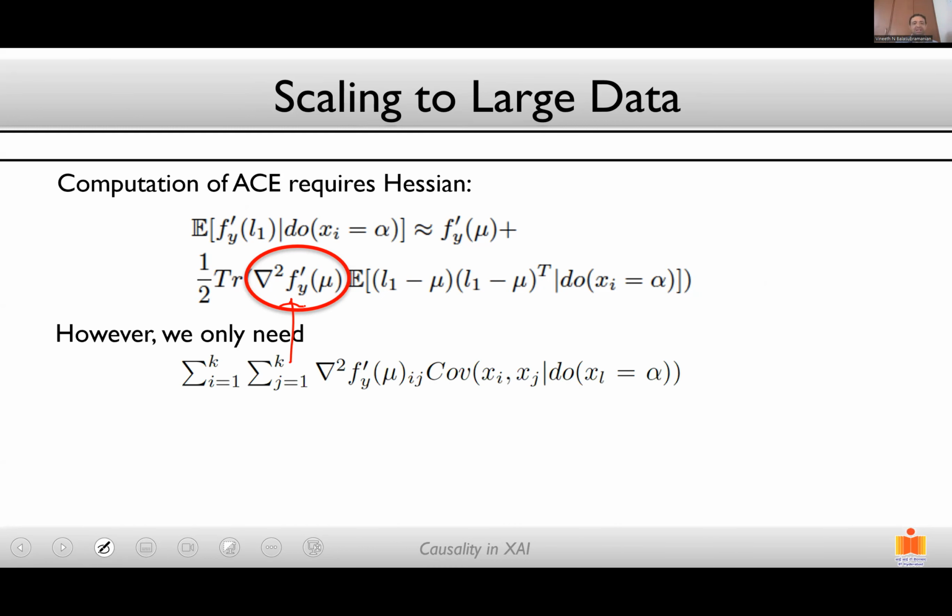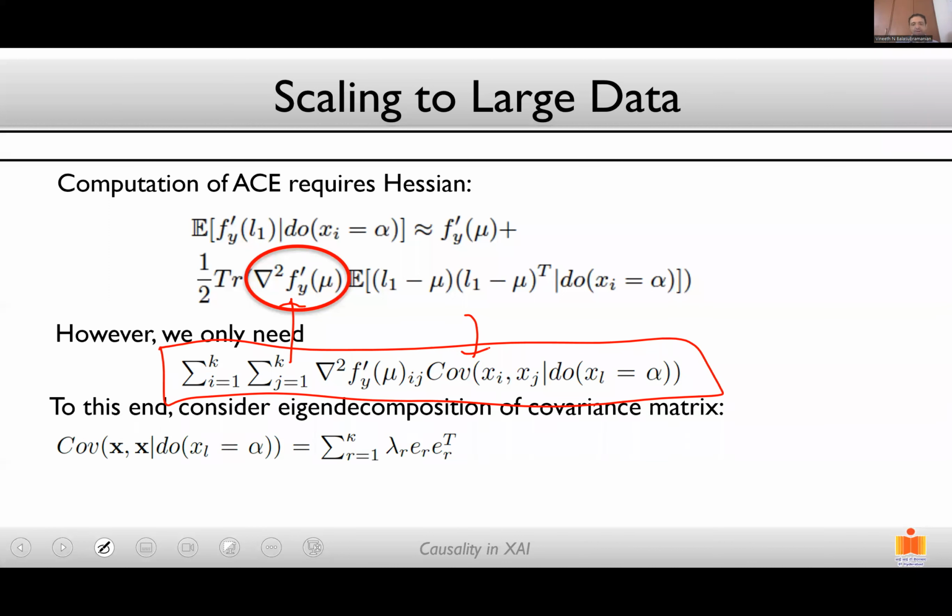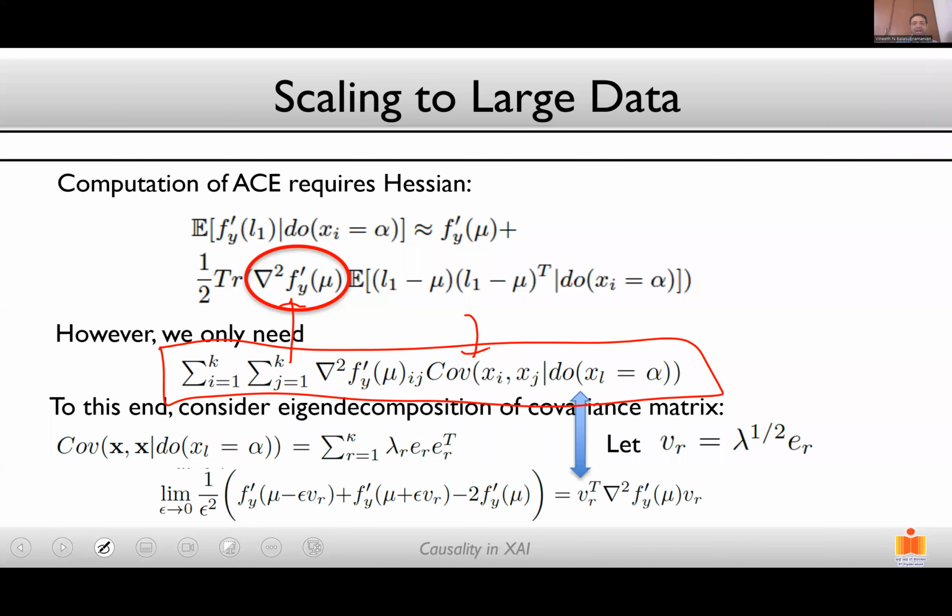We notice that we are actually not interested in the Hessian, but we are interested in a product of the Hessian with vectors from a covariance matrix. That's what we end up wanting. And we show, just doing some linear algebra juggling around, that you could estimate this product of the Hessian with vectors of the covariance matrix using 3 forward passes of the neural network.